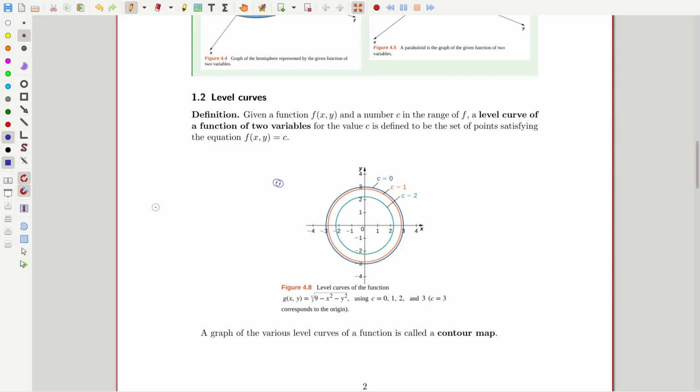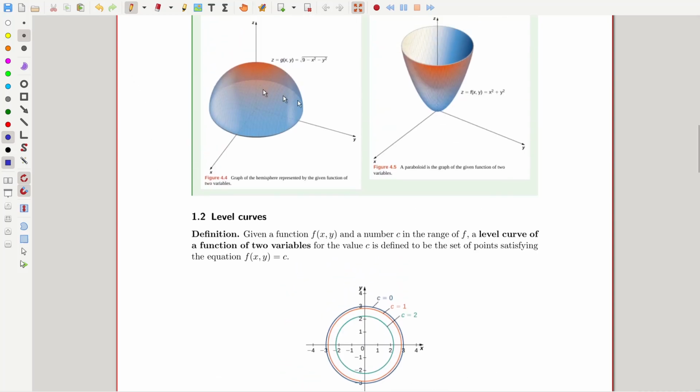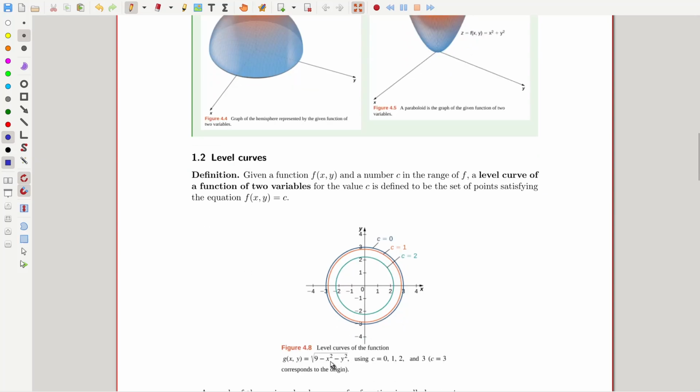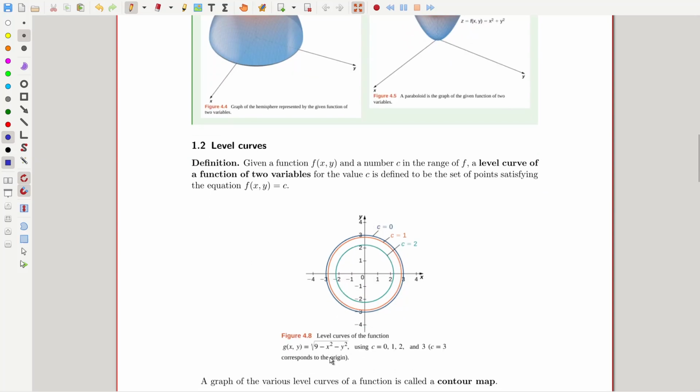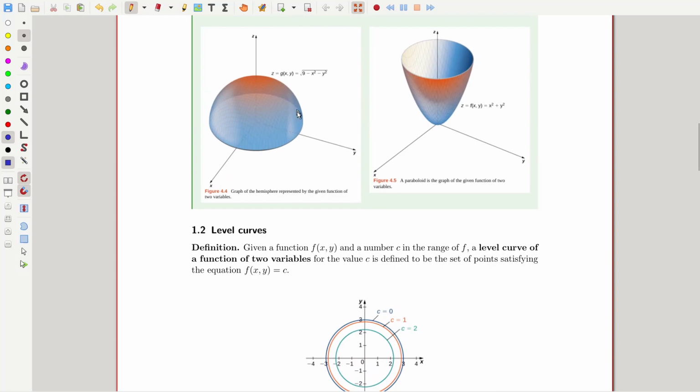For a function of two variables, a level curve is what you get when you take your function and set it equal to some constant. You're going to have a particular value in mind, and you're going to set the function equal to that. And then from that, you can graph what that looks like. So here's an example of this. These are actually level curves of this surface.